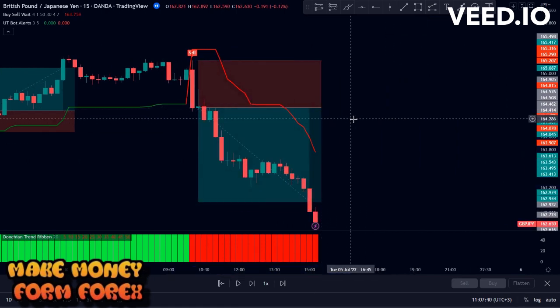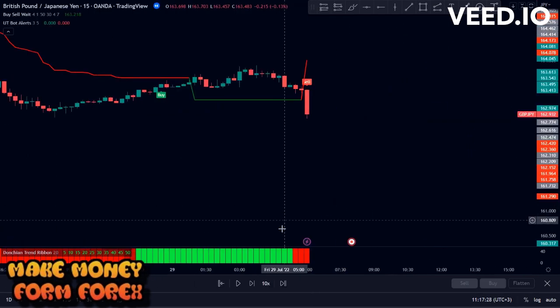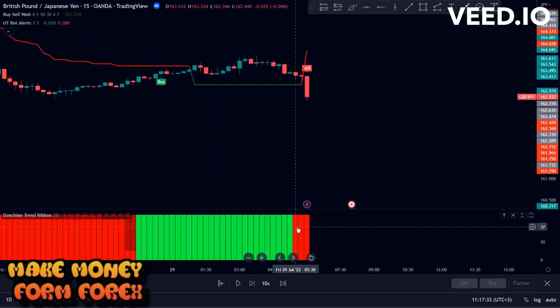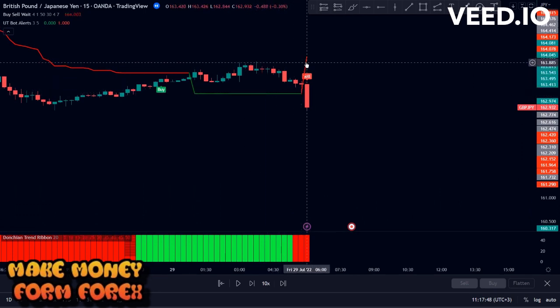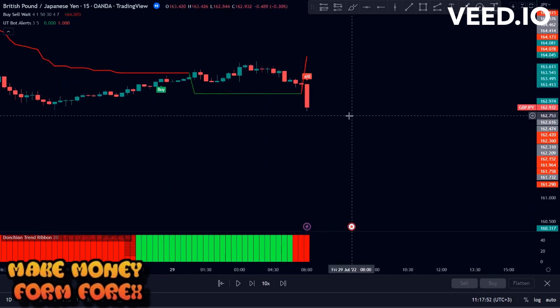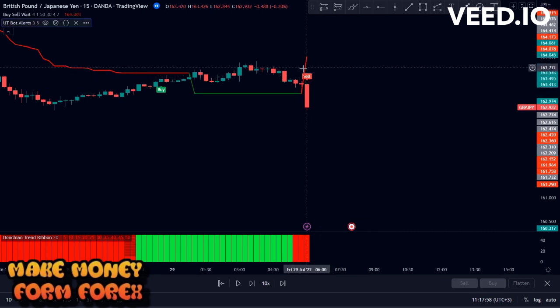Now here's another example. As we can see here, the Donchian trend ribbon changed color from green to red, and at the same time the buy-sell wait indicator was also colored in red. Finally, we see that the UT bot alert printed a sell signal, so this becomes our entry candle.